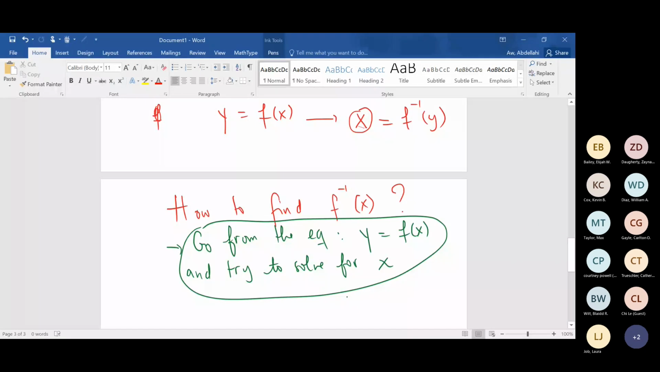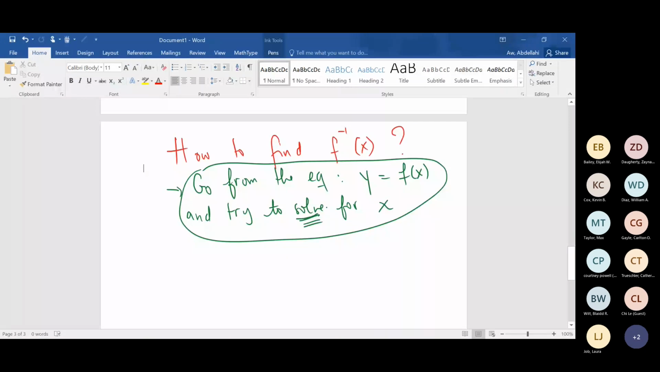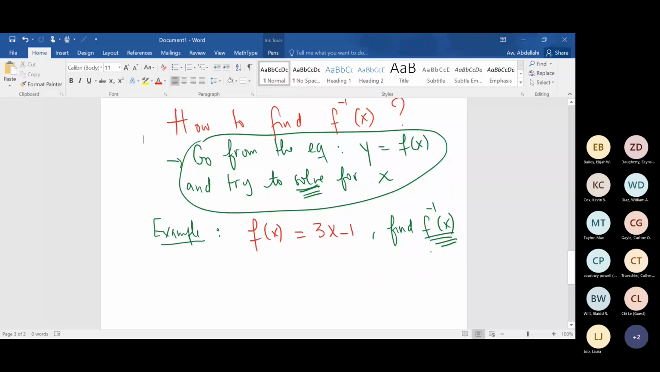Now this term, solve for x, is very loaded, okay? If the example is easy, then it's very easy to solve for x. If the example is hard, it's going to be very hard to solve for x, right? So let's see an example right here. Somebody gives me f of x equal to 3x minus 1, and asks on a test, find f minus 1 of x.